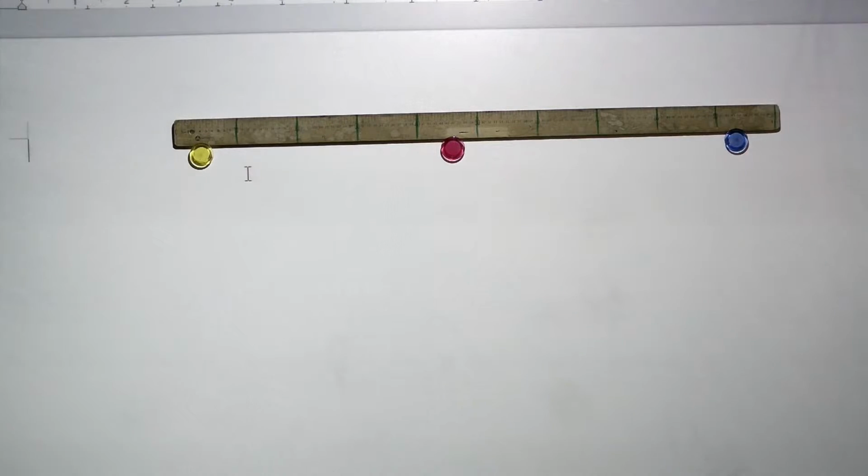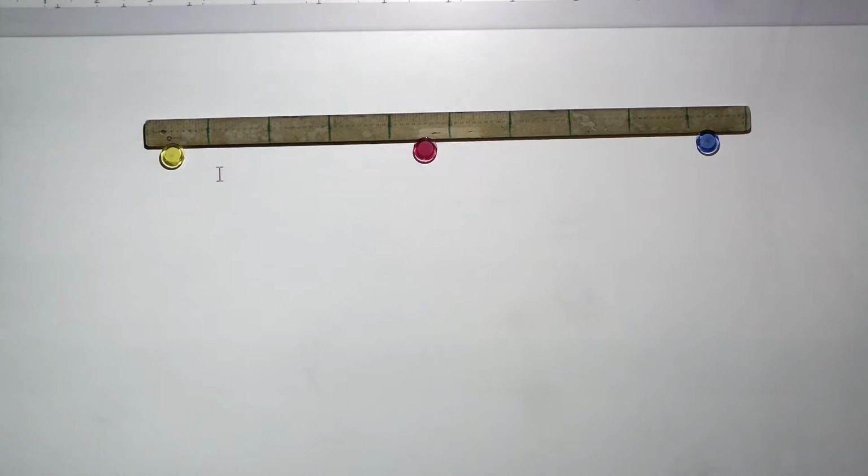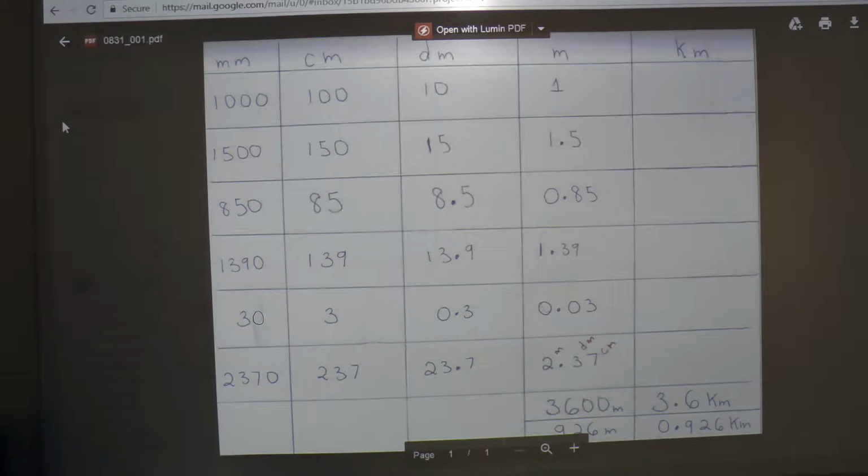The sections marked in green indicate the distance from 1 decimeter to another. Remember that it takes 10 centimeters to equal 1 decimeter, and 10 decimeters to equal 1 meter, and 1,000 of these meters to equal 1 kilometer. The beauty of the metric system is it is all based on increments of 10.